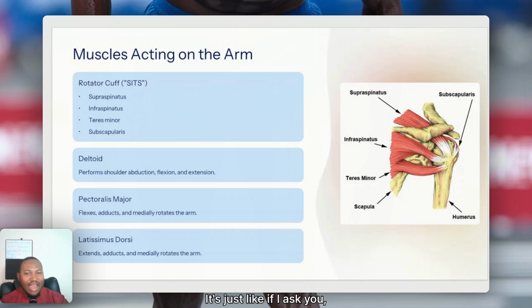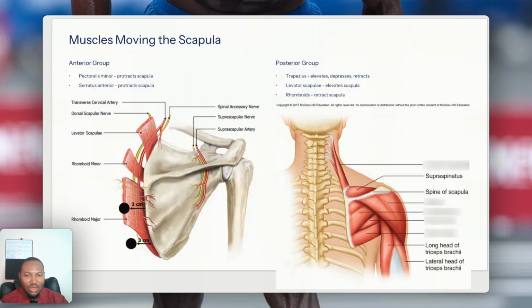It's just like if I ask you, or if they ask you something about levator scapulae, can you remember exactly what levator scapulae does? Can you remember? Write it down in the box, in the comment section. But bear in mind that if they ask you what is true about levator scapulae, you tell them that it flexes the neck laterally if the scapula is fixed.